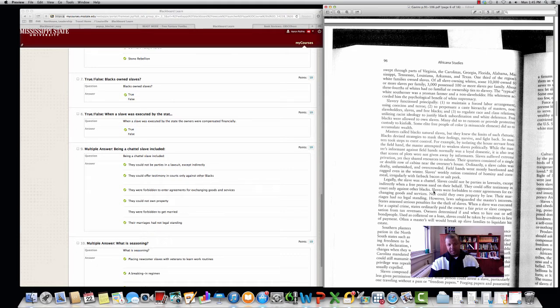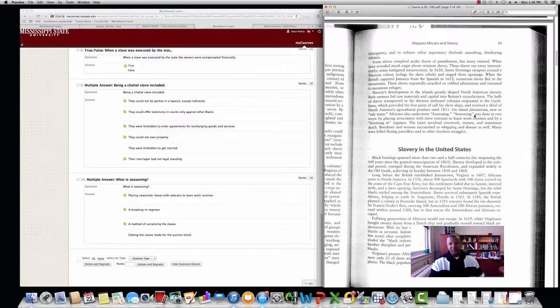Next sentence: they were forbidden to enter agreements. They could not own property. Their marriages had no legal standing. So if you answered all of those 1, 2, 3, 4, 5 correctly, you would have received 10 points. Some of you didn't answer all of those correctly. That's why you received fewer points. But like I said in the beginning of this video, I actually went back and changed it so you all did get full credit for those if you got 5 correct.